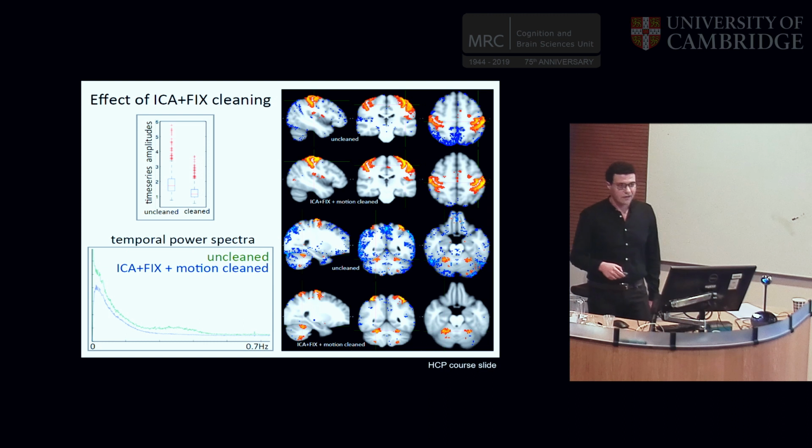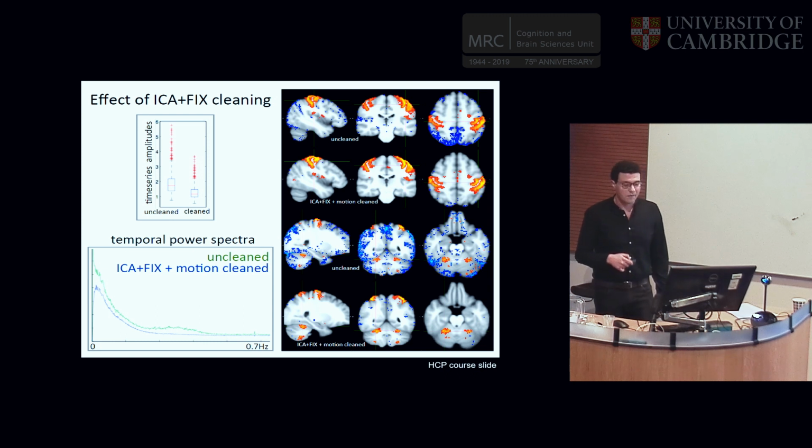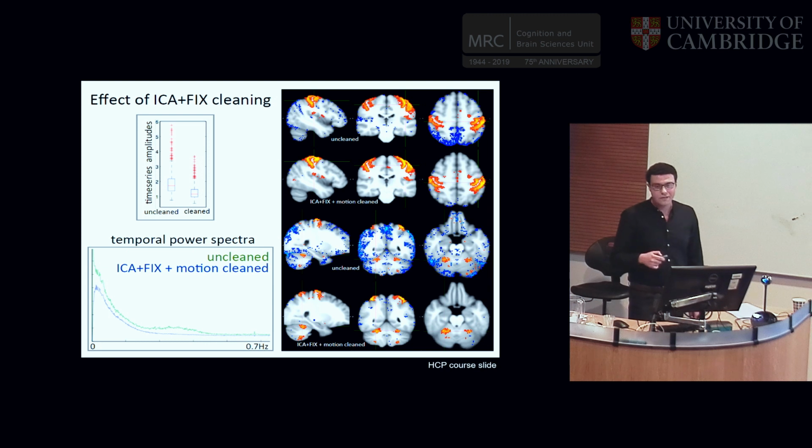So if you're acquiring a lot of fast TRs, you have a lot of data points, then you can use methods like ICA FIX. ICA will be better at separating these noisy components, and FIX refers to an automatic classifier that classifies whether these components are a signal component or a noisy component.